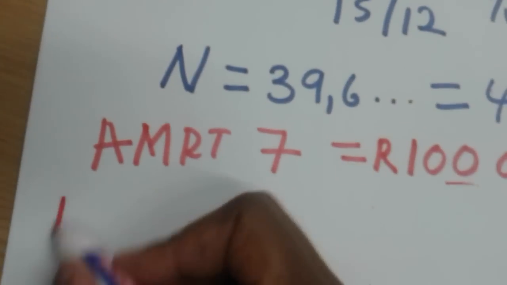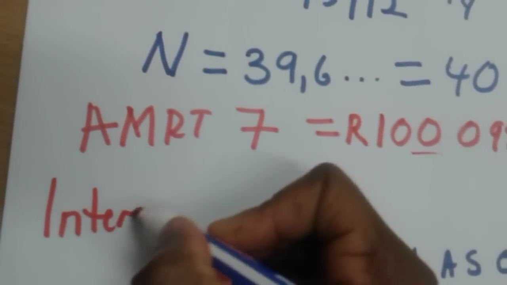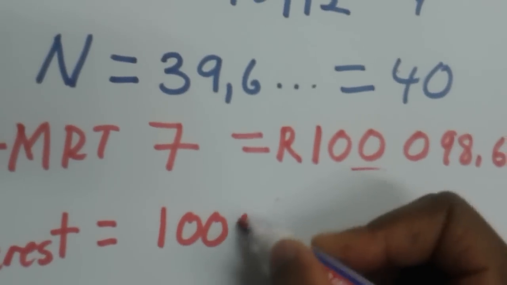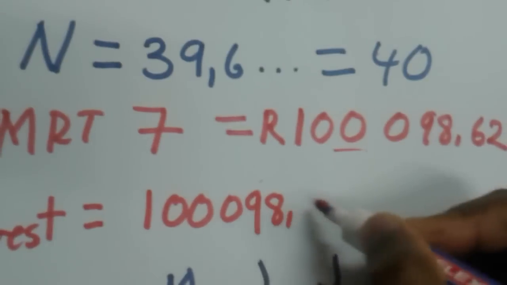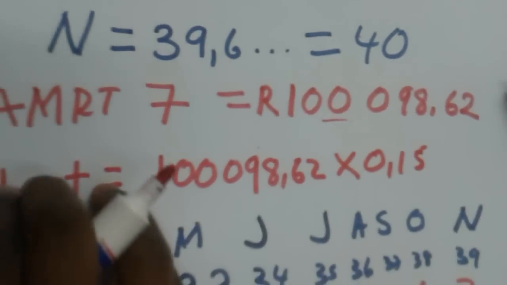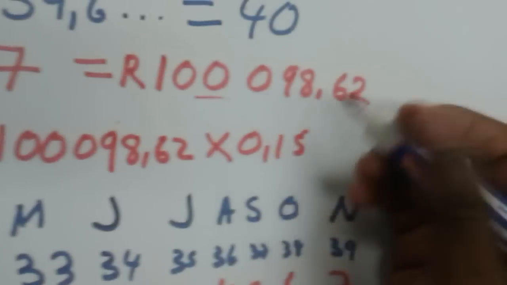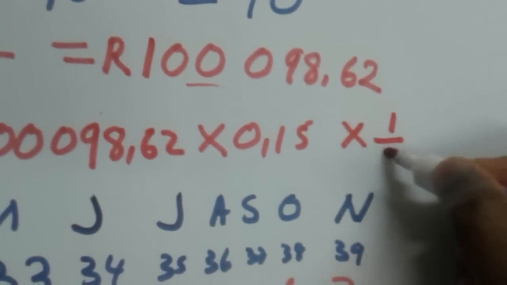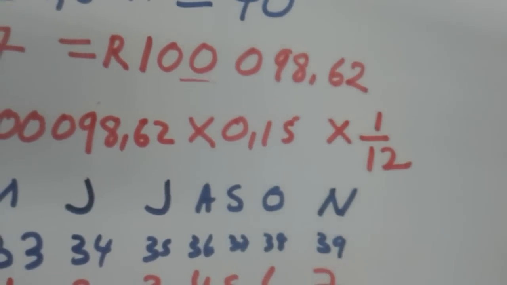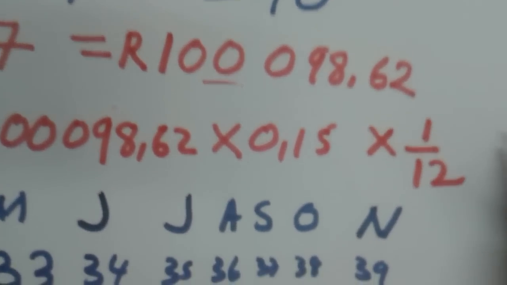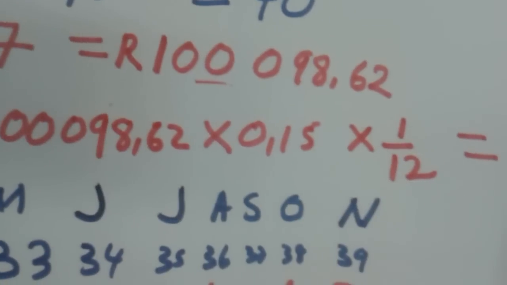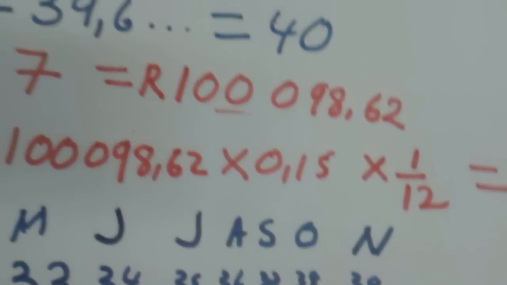Now we can get interest at the end of December. So interest is equals to 100,000, which is your A there, right, multiplied by 0.15, which is your I, multiplied by 1 over 12, which is your N. Remember, just like I showed you on the very first part there. So this is equals to, okay, so let's quickly punch this one in our calculator.